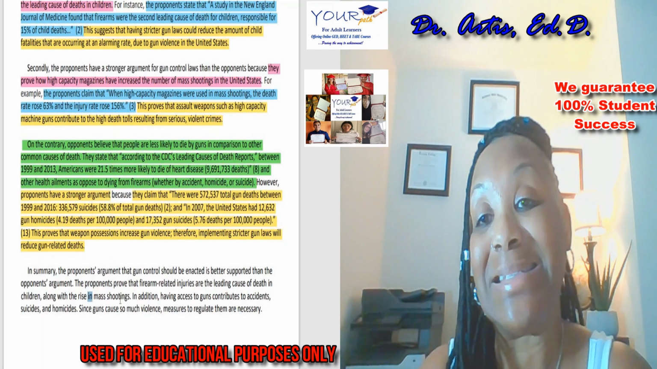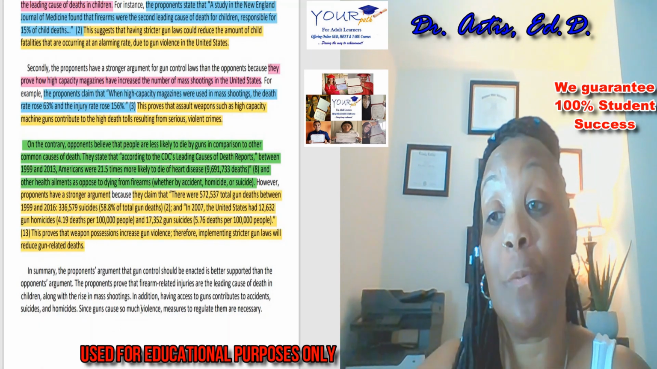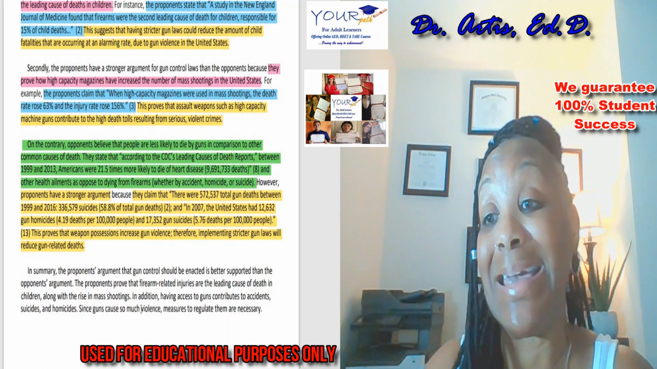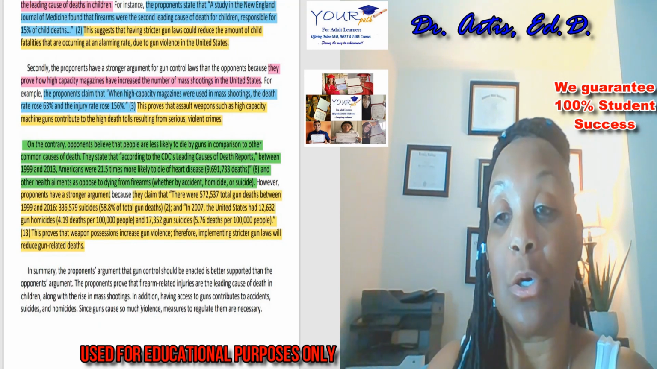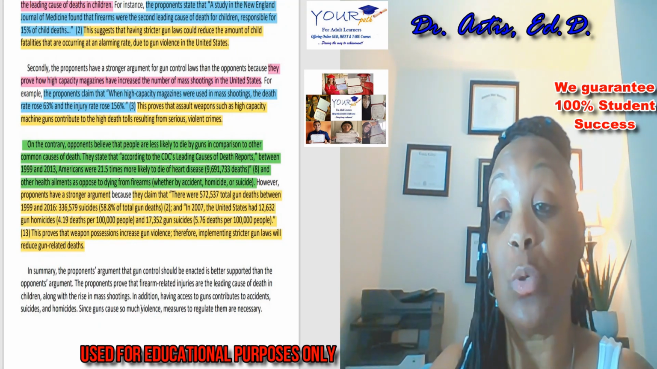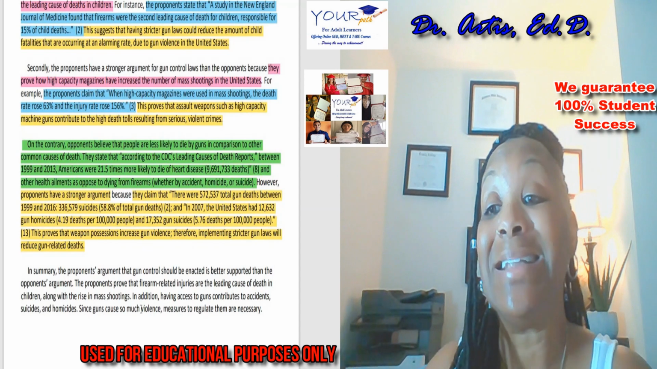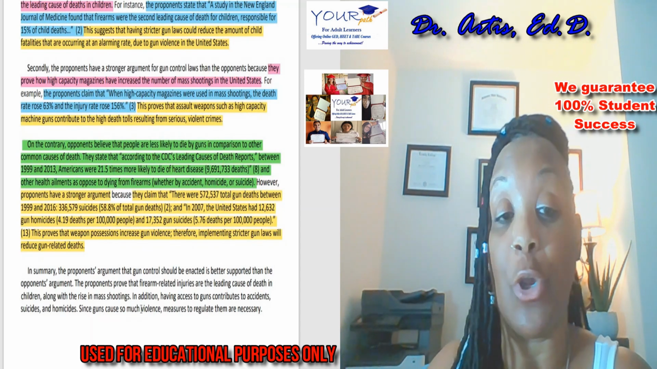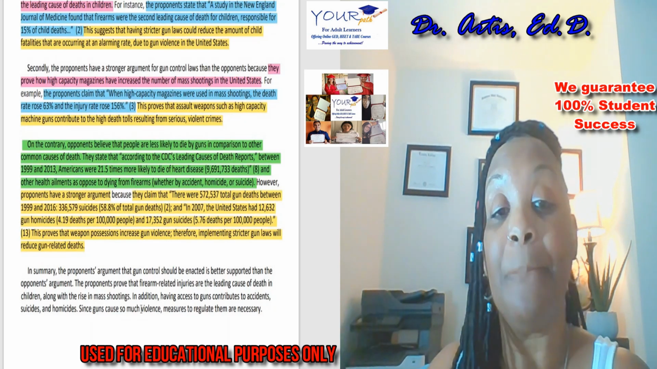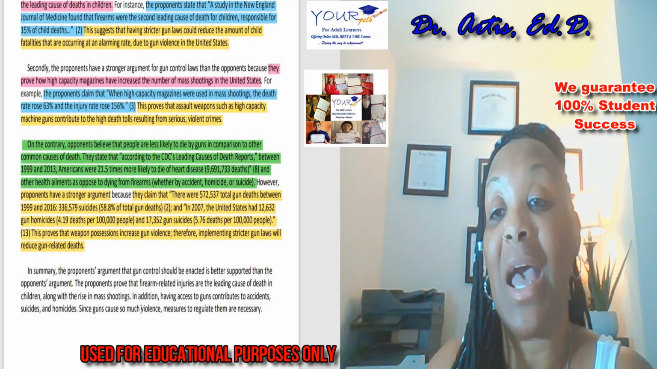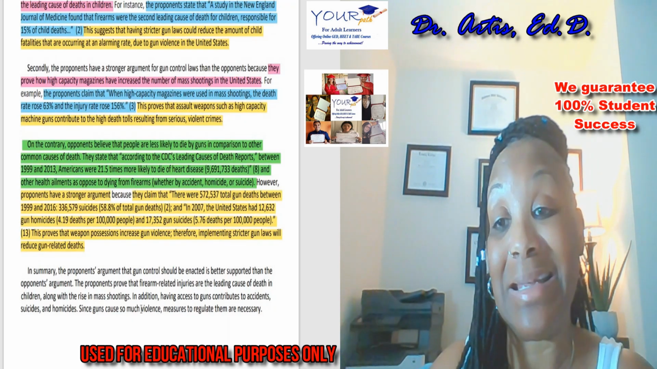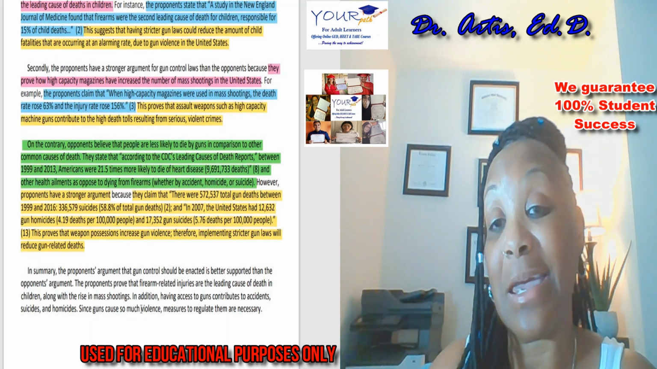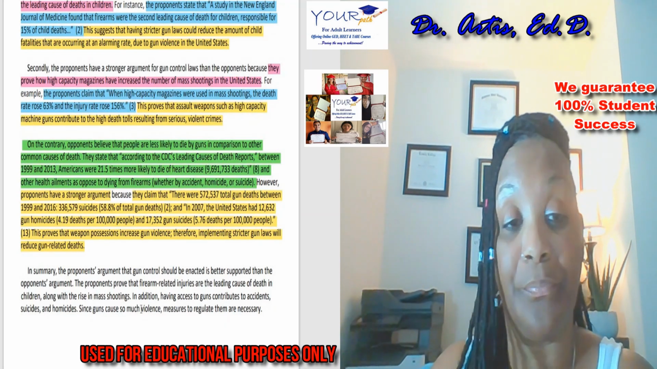There are transitions that are designed for certain paragraphs. In summary is for your conclusion. In conclusion is for your conclusion. To conclude is for your conclusion. To sum it up is for your conclusion. Finally is for your conclusion. Overall is also for your conclusion. And those are just some. Our students have a list of transitions that they can reference in their course. All right.